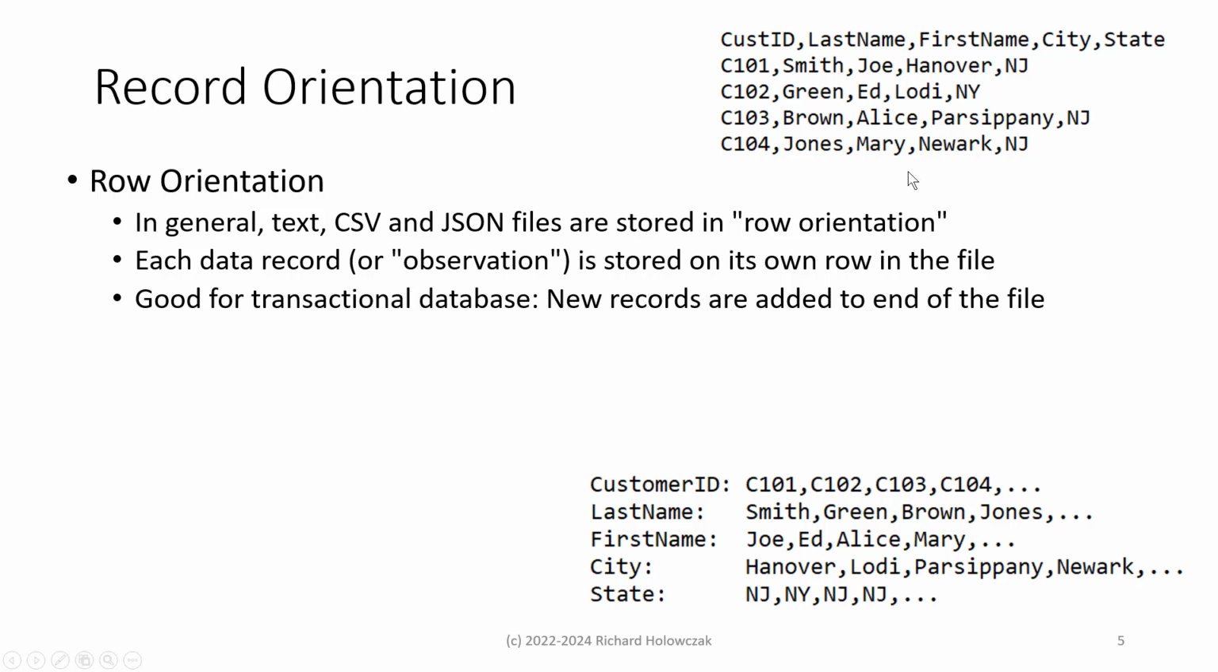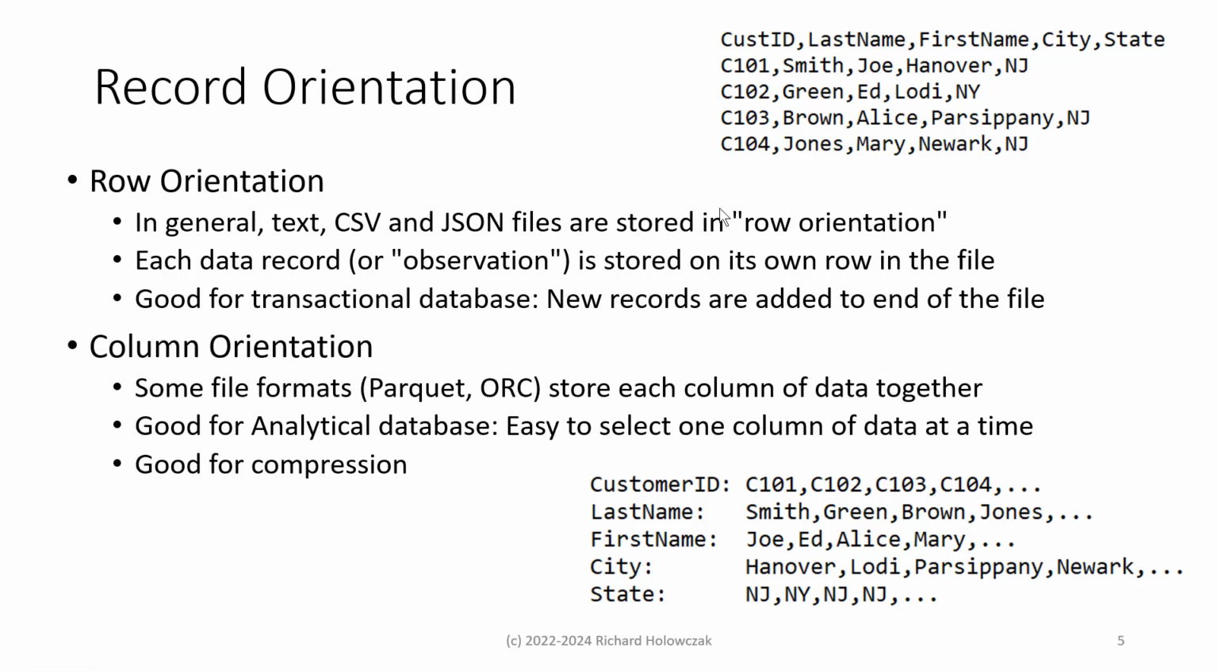The disadvantage of this approach is if we want to, say, count up all of our customers who live in New Jersey, we have to go through all of the data. We have to read all of the rows until we can get to where the state is here, NJ, and then we can count them up. So there's a lot of extra data that we have to go through just to get to that. So row orientation is generally good for transaction processing, but not so good when we want to analyze the data.